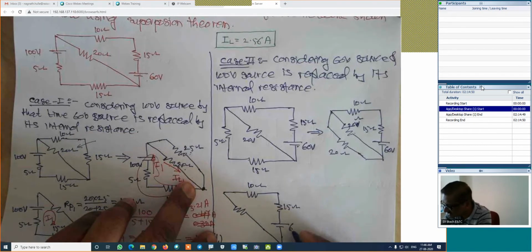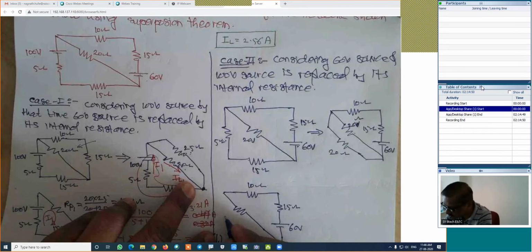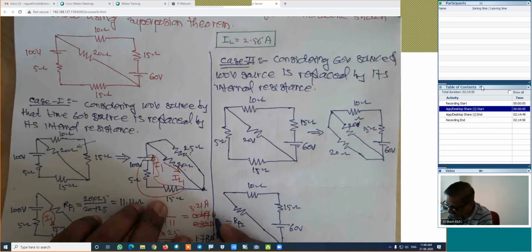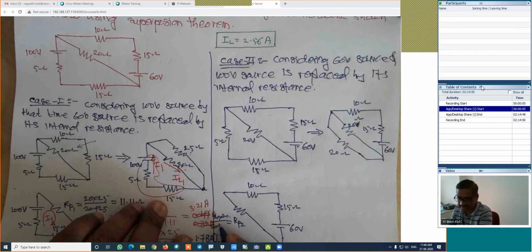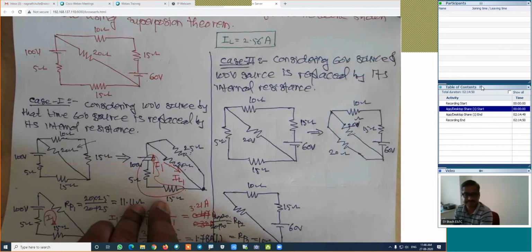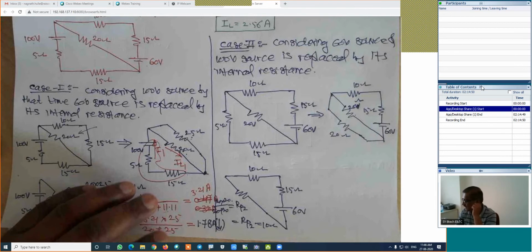It is 60 volt, and its parallel combination I will call it as RP2. RP2. How much? This 20 is parallel with the 20. Means 20 into 20 divided by 20 plus 20, which is, I guess, 10 ohm. Is it right? 10 ohm. RP2 is 10 ohm, I guess.